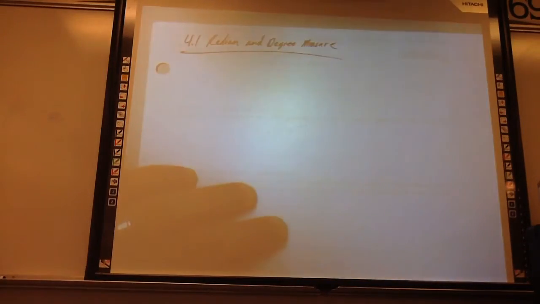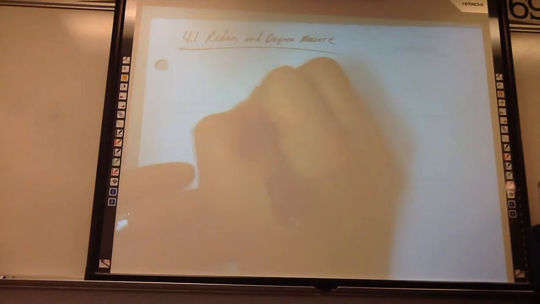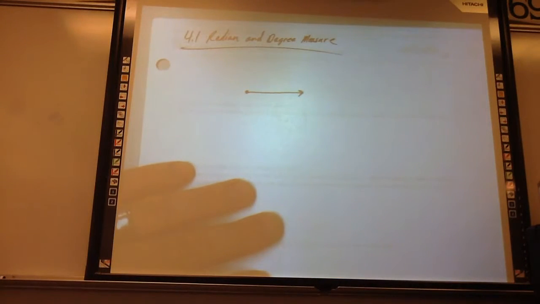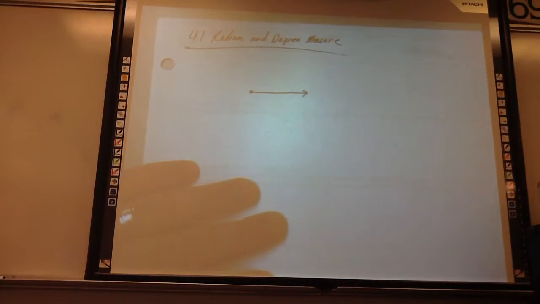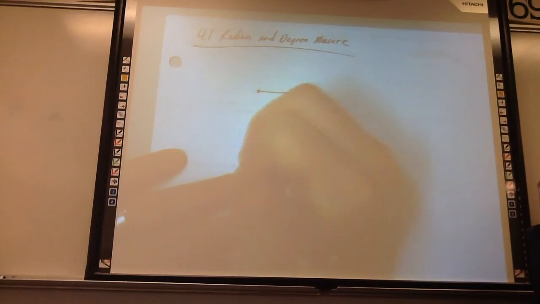Okay, so here we go. Do you know what this is? A line. Line segment. It's not a line segment. It's a ray. Yeah, from a point, it goes one direction forever, that's a ray.